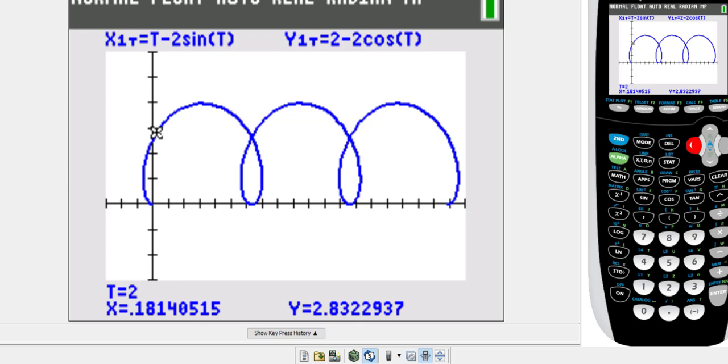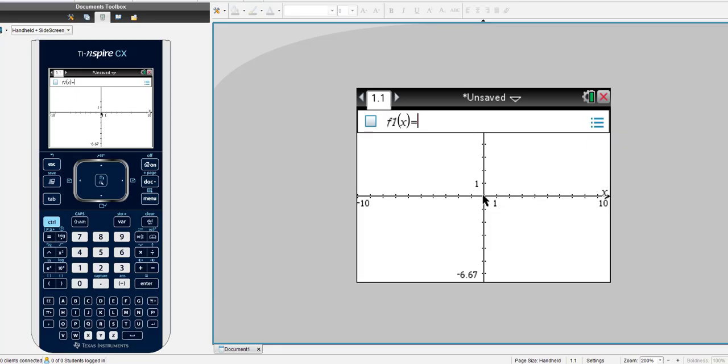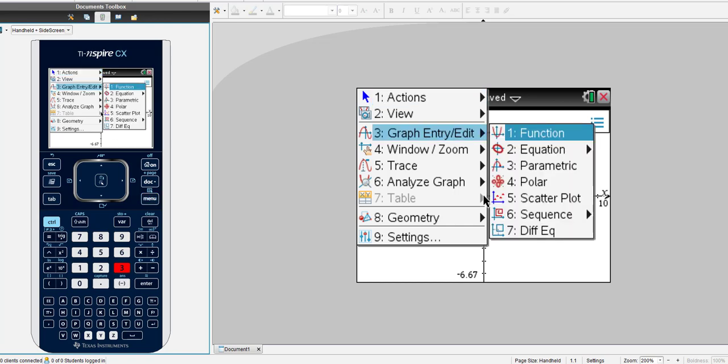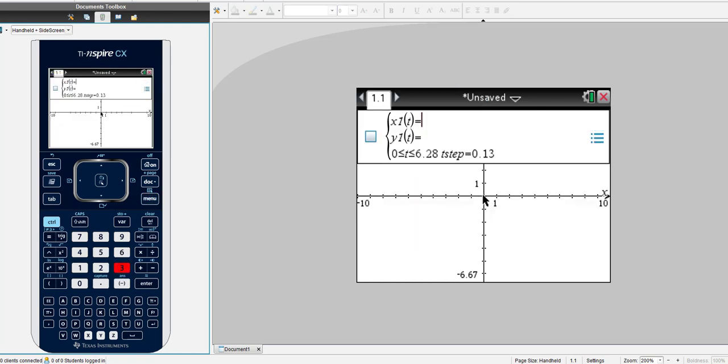All right, so then I'm going to do this on the Inspire. Okay, doing this on the Inspire calculator, what you want to do is open a graph page. You want to press menu, and you want to go to number 3 that says graph entry, and you want to choose parametric mode for that. And now you'll see you have x1 of t, y1 of t, and your t step and everything is right here. 6.28 is 2 pi, so we'll change that to 6 pi. And then we're just going to type in our equations here. So we just press T on your keyboard at the bottom.